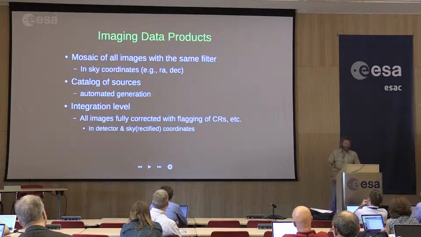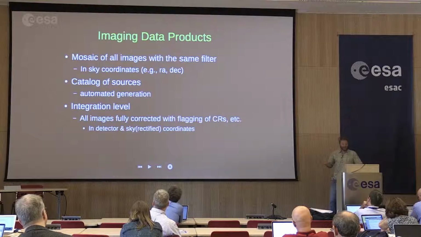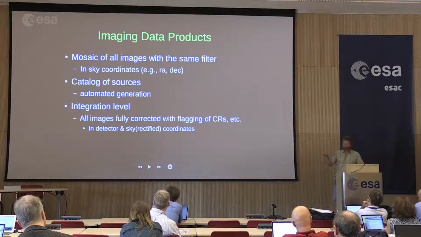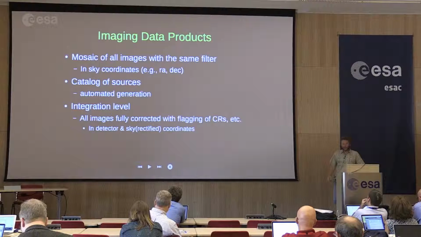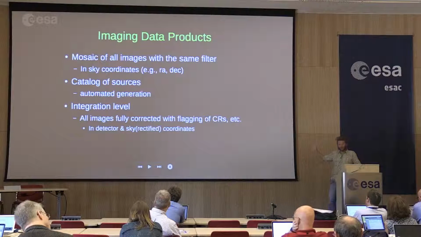Imaging products. So we'll have mosaics of all of the images in the same filter. They'll be in sky coordinates. We'll also do a catalog of sources, automated, the best you can do in an automated generation sense. At the integration level, so the individual, not exposures, but integrations in an exposure, the images are fully corrected with flagging of the cosmic rays, etc., in both detector and sky coordinates, rectified coordinates.